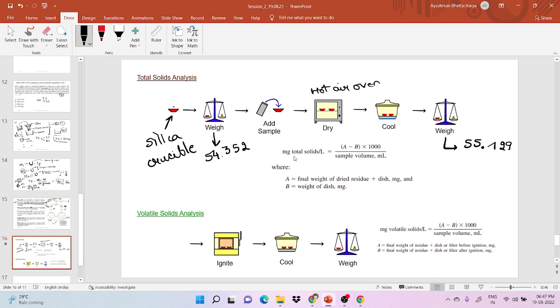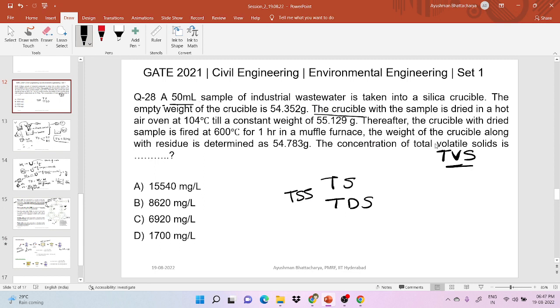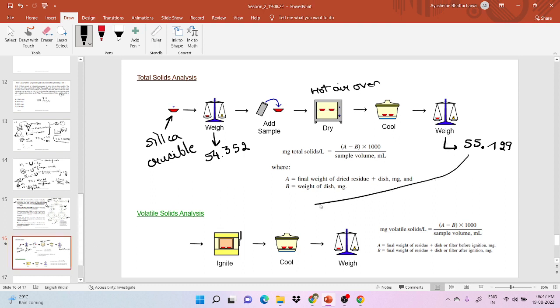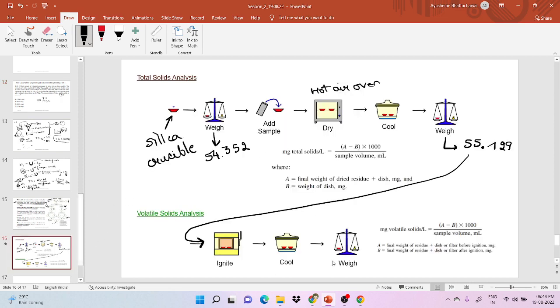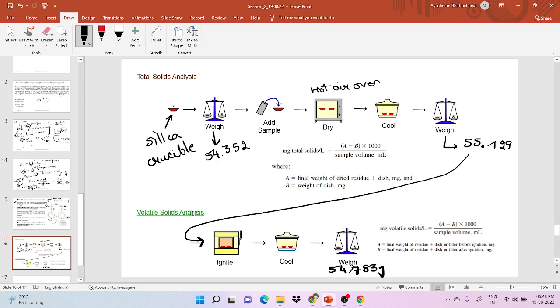So the total solid, how much they got? Total solid is A minus B into 1000. But here they have asked about volatile solid, so we have not bothered about total solid. After getting a constant weight of 55.129 grams, the crucible with the dried sample is fired at 600 degrees Celsius for 1 hour in a muffle furnace. The weight of the crucible along with the residue is 54.783 grams. I think from the picture it is very clear to visualize the question.